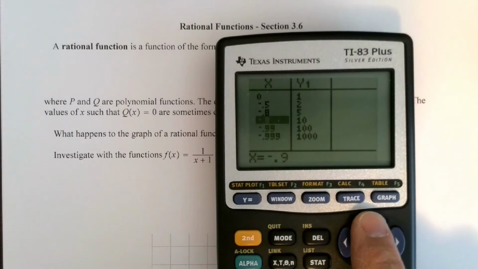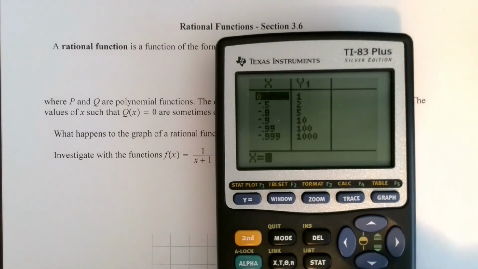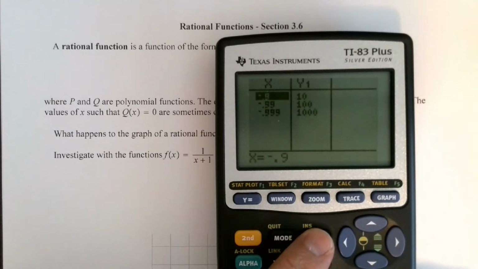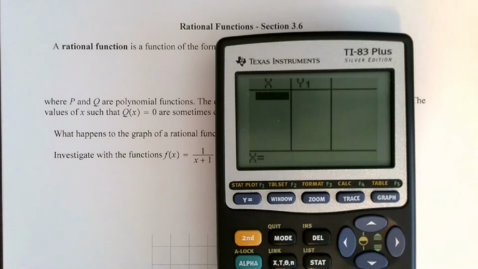Let me look at approaching -1 from below. What's a value less than -1? Well, -2 is less than -1. There's my output. Can I get closer to -1 than -2? Yeah, like -1.5. Can I get closer to -1? Yeah, -1.1. That's even closer to -1.